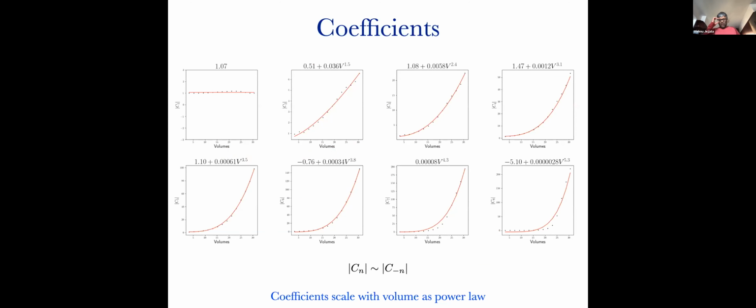Okay, so we'll also notice a relationship between the coefficients that appear in the Jones polynomial and the volume. So the coefficients here correspond to coefficients from either end, from the minimum degree and the maximum degree. And we notice that the coefficients scale with power laws corresponding to the volume. So these are the first 8 and the last 8 coefficients that appear in the Jones polynomial data set up to 16 crossings. And we see it fits these curves very nicely.